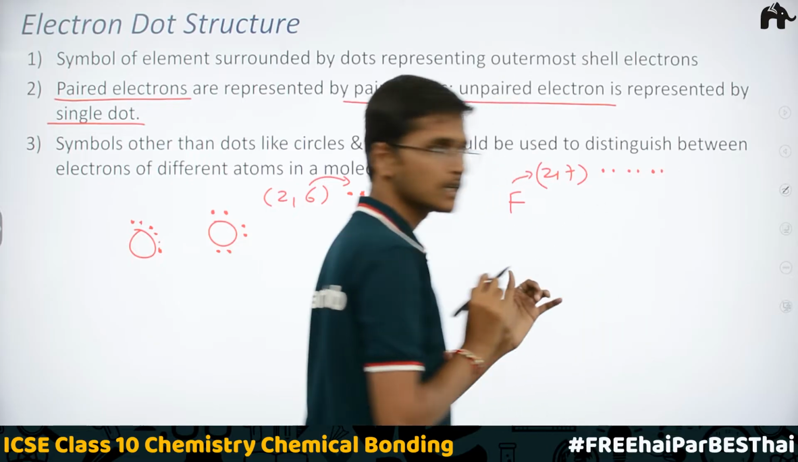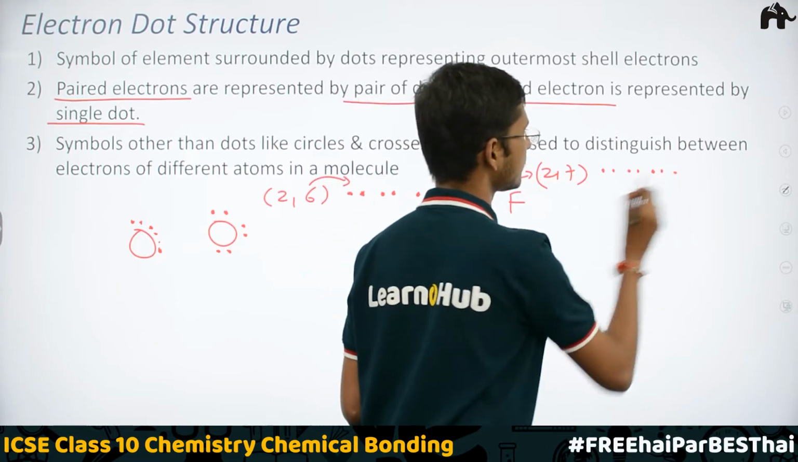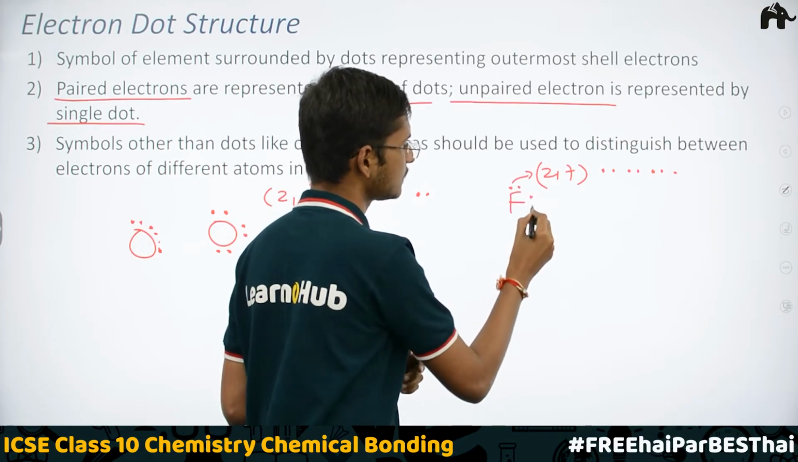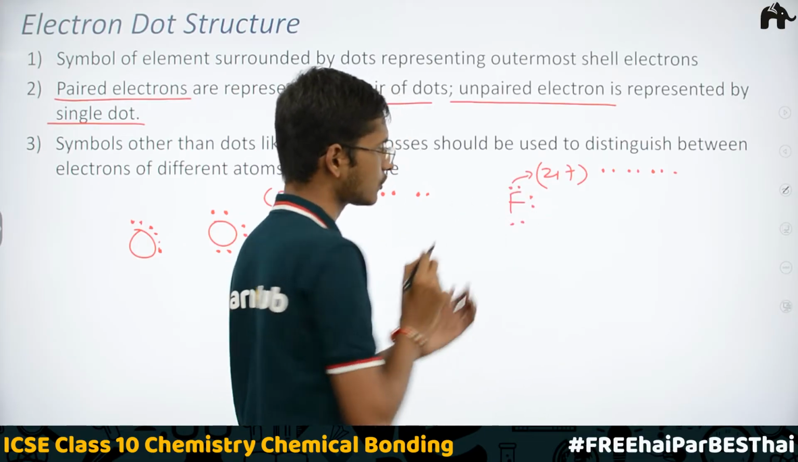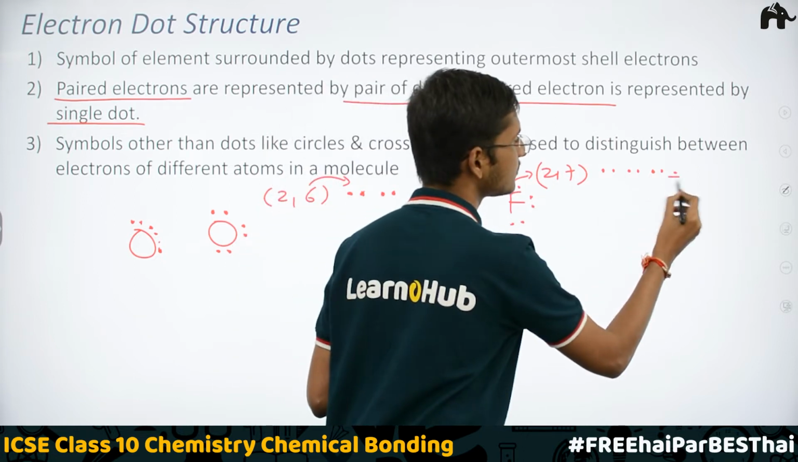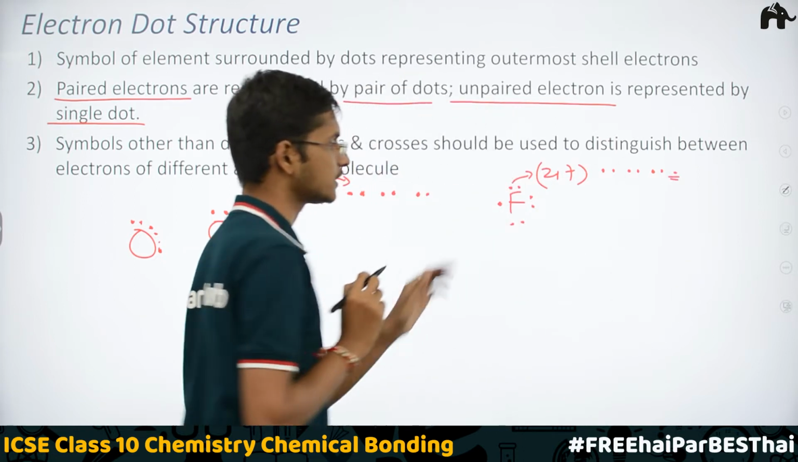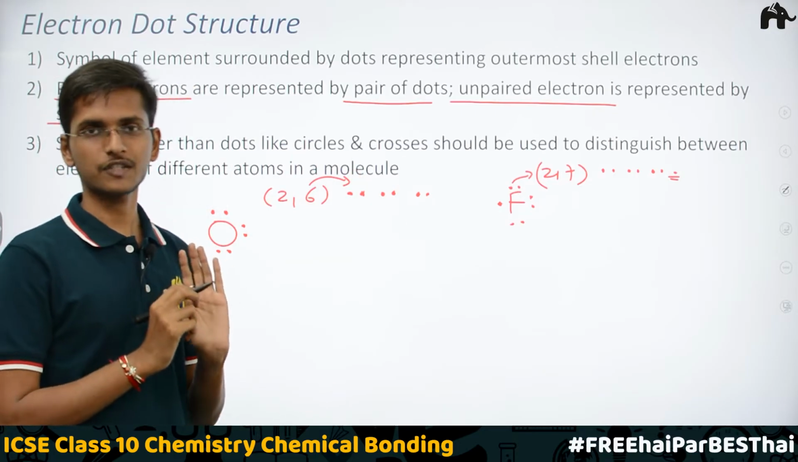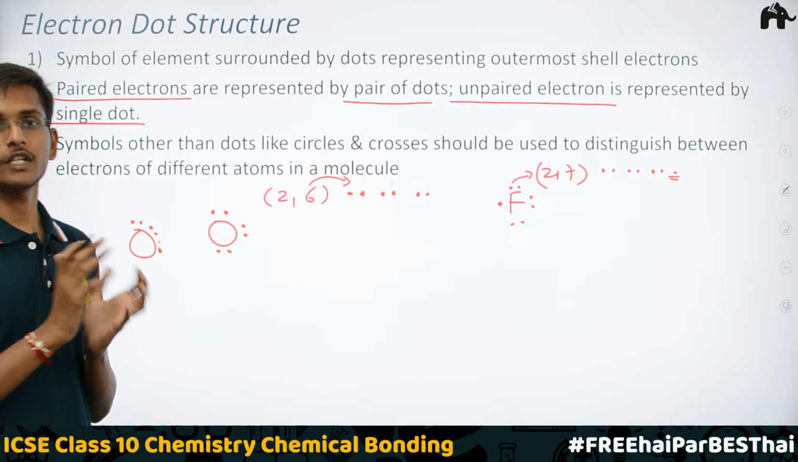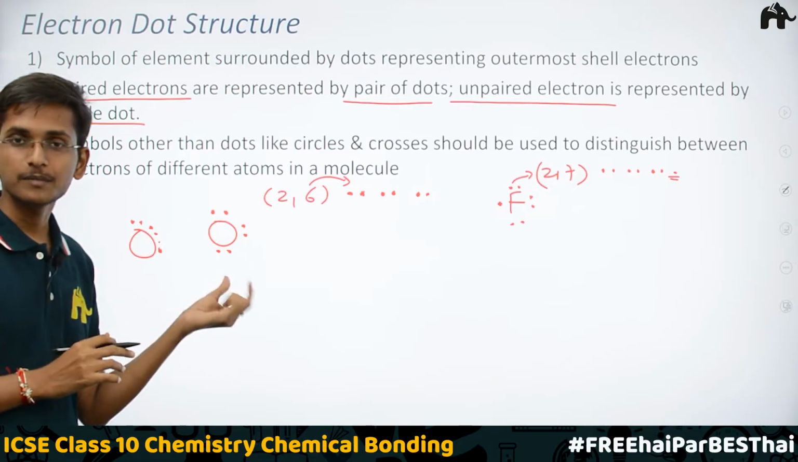I have 3 pairs, and the last electron, the 7th electron, would be unpaired. So in the same way, just like oxygen, I would arrange these 6 electrons in the 3 pairs on 3 sides, and the last unpaired electron with the help of a single dot on the last side. In this way you have to represent the outermost shell electrons in case of atoms.